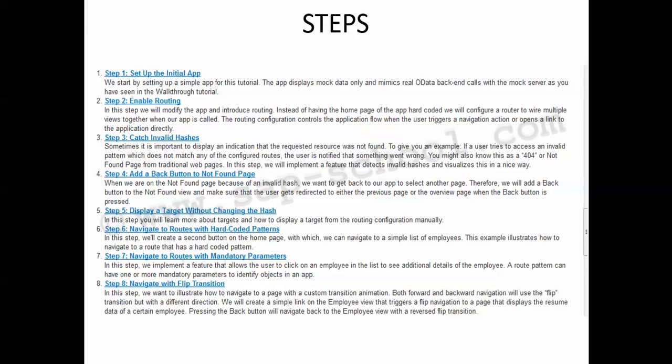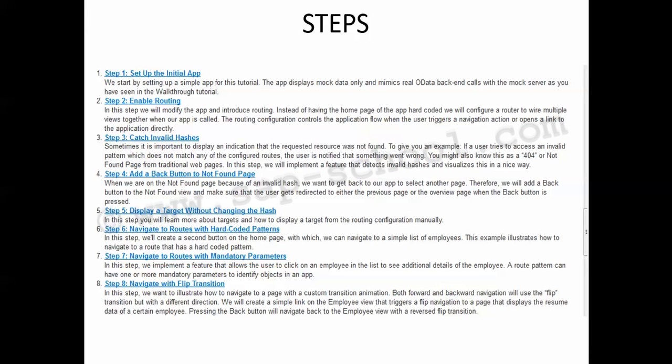So this app displays the mock data only and mimics the real OData backend calls with the mock server, as we can see in the tutorial here. So now the second thing is to enable routing. So in this step, we'll modify the app and introduce the routing. So instead of having the home page of the app hard-coded, we will configure a router to wire the multiple views together when our app is called.